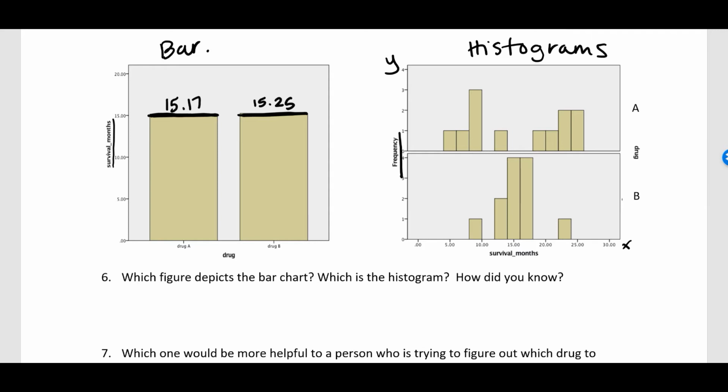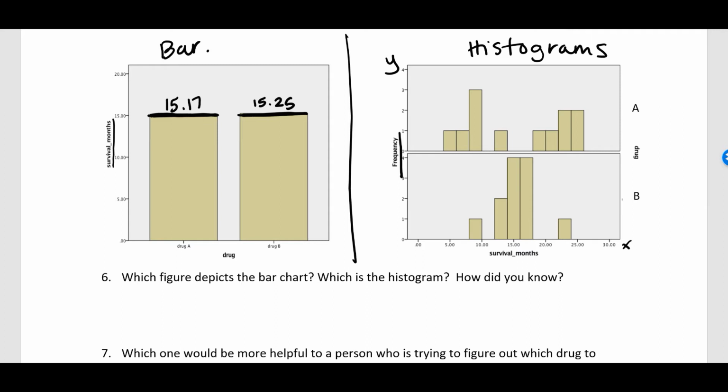Imagine that you're a person, or it's one of your loved ones, who unfortunately has some form of terminal cancer, and the doctors give them this choice. We have these two drugs that you can try. They're not going to cure your cancer, but they may extend your life. In this case, if all you're told is that on average, people who take drug A live 15.17 months longer, and people who take drug B live 15.25 months longer.